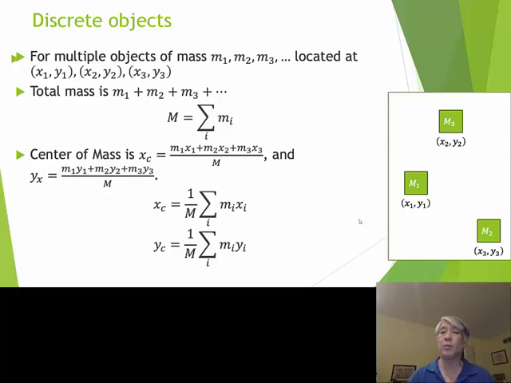In math notation, we would say total mass is equal to the sum, sigma, of all the little m sub i's. To calculate the center of mass, we would need to worry about both the x-axis and the y-axis, but just looking at the x-axis, we would do m1 x1 plus m2 x2, etc., divided by the total mass M, and that would give us the x location of the center of mass. Doing the same process for the y-axis, we would find the y location of the center of mass.